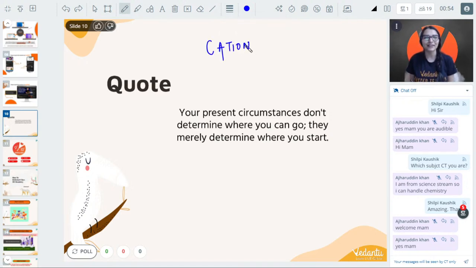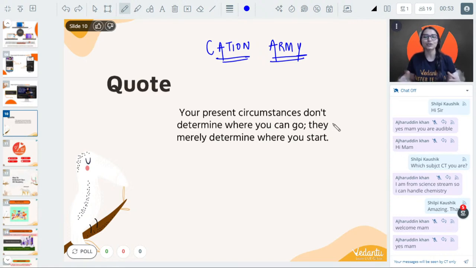We always have to start with the motivational vibes, isn't it? Yeh toh zaroori hai. So what is the quote of the day on the screen? Your present circumstances do not determine where you can go. They merely determine where you start.